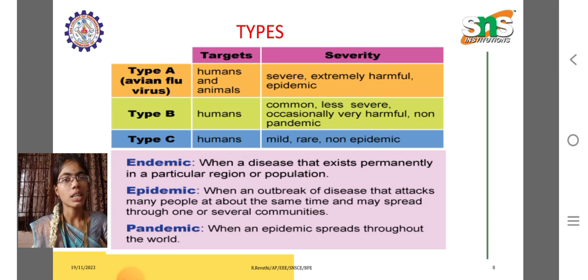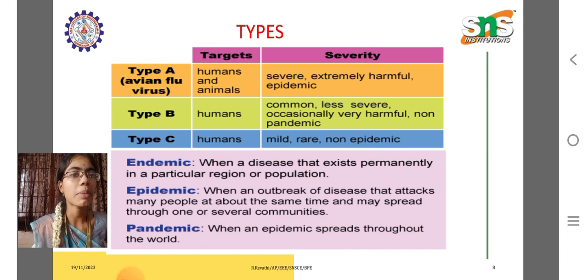Types. Type A, type B, and type C are the common types of influenza, where type A occurs in humans and animals, type B only in humans, and type C is also only in humans. The severity of type A is severe, extremely harmful, and epidemic. Type B is common and less severe, occasionally very harmful, non-pandemic. Type C is mild, rare, and non-epidemic. So the most extremely harmful is the type A flu virus.